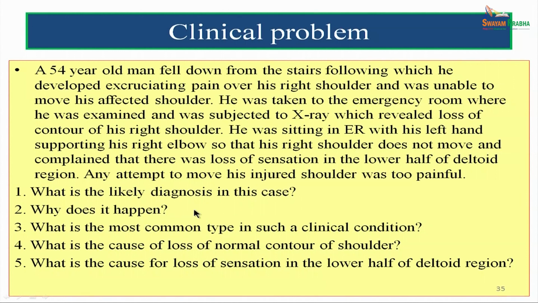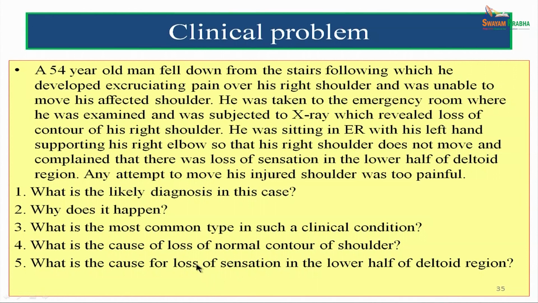Why does it happen? It happens because one of the ligamentous or the muscular supports have been injured. When a support is lost, a joint goes in for dislocation. What is the most common type in such dislocations? Anteroinferior dislocation of shoulder joint is a commonly occurring type.